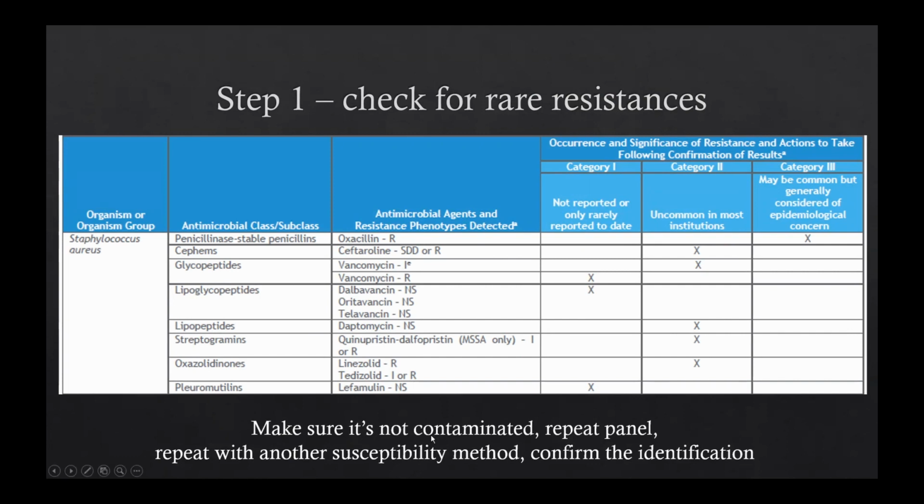So first of all, make sure the culture is not contaminated. A little bit of a gram-negative rod mixed in with that Staph aureus would give you vancomycin resistance, for example. Can't really trust that panel, so I better repeat it. I can do an E-test as well to see if both the panel and the E-test agree that it's vancomycin resistant, and confirm the identification. Make sure that this really is Staph aureus. So these are things that you need to catch, or your lab needs to catch, before they actually get reported out. There have been cases of vancomycin resistant Staph aureus being reported in Kentucky that luckily were not true.